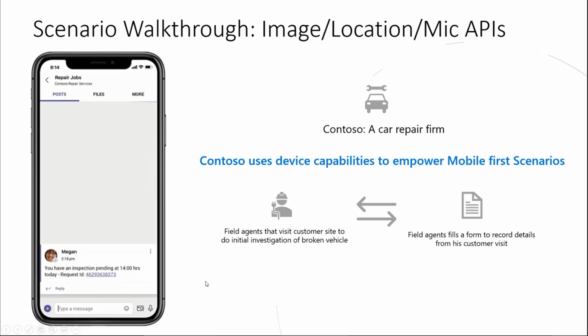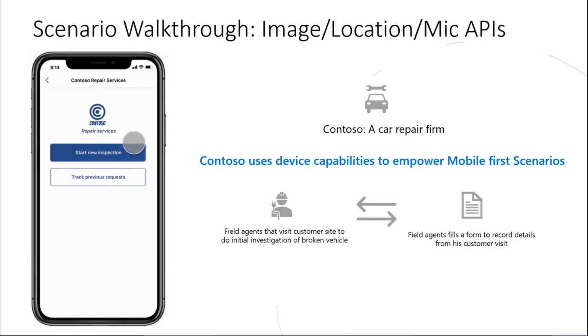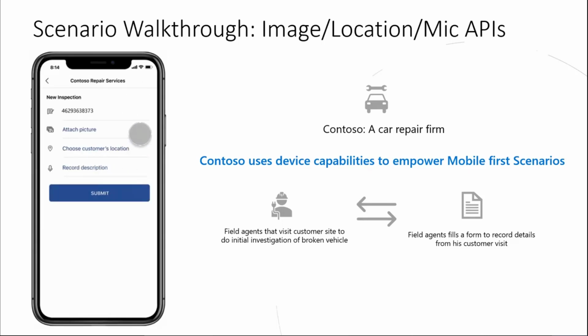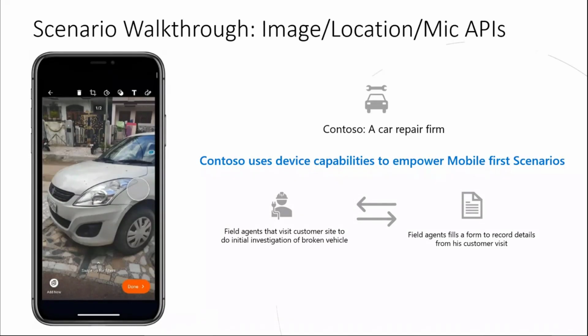With the help of number of device capabilities now enabled on Teams platform, Contoso has enabled a tab app that lets field agents record information easily on Teams itself that is instantly viewable on the Contoso repair channel. The field agent can quickly create a new inspection item and raise a ticket. The field agent can use the attach picture option to capture images of the car using Office Lens. They have the option of choosing these images from the gallery or clicking them with the camera. Using the multiple image support, the field agent can upload multiple images of the car at the same time.